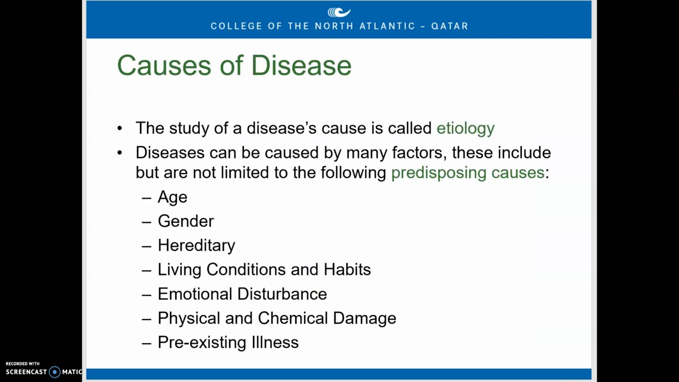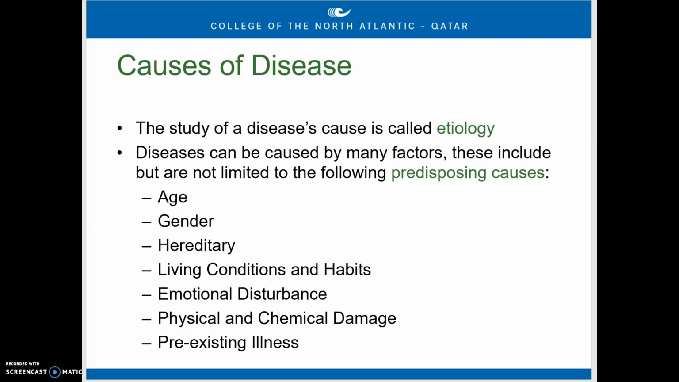Now, the study of a disease's cause is called the etiology. So if you're looking at how a disease causes the symptoms and signs that it does, you're looking at the etiology of that disease. Now, there can be many factors that contribute to a disease in a person. Here's a list of a few here. We often call them predisposing causes. So this is stuff that you have that can contribute to the development of disease.